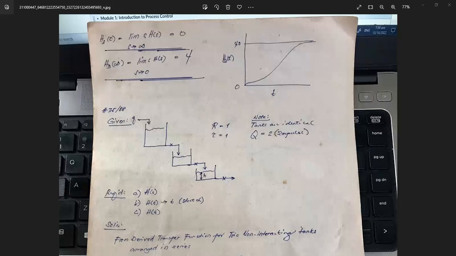Then letter B, you are to sketch the response of H3 of S, or rather of H3 of T, and obtain an expression, of course, for H3 of T. You cannot have the sketch unless you have the expression for H3 of T. Okay, so this is our problem. You may take a screenshot of this if you don't have a copy with you. And we'll now go to the solution.